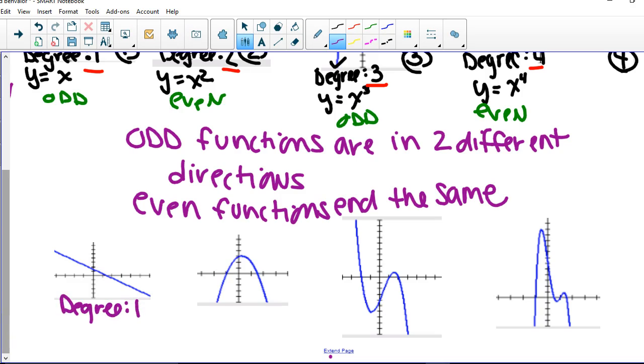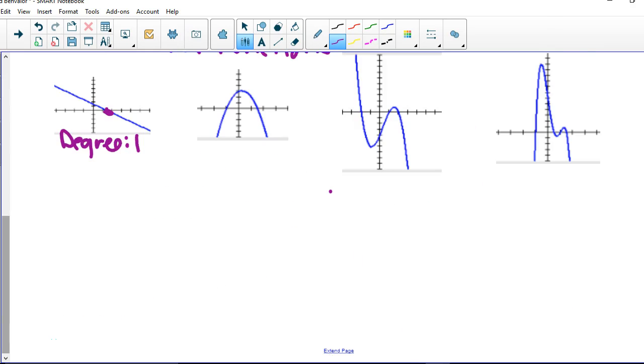How do I know? Well, convince me. There's 1 point. Yep, it's 1 x-intercept. What's the degree on this function? 2 again, convince me. 2 x-intercepts. The degree again, 3, and then finally 4. Whoops, jumped ahead.